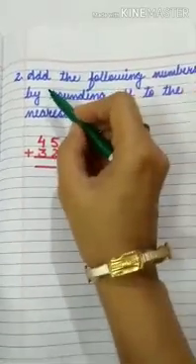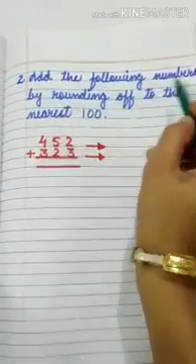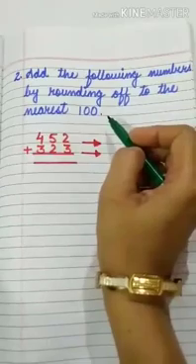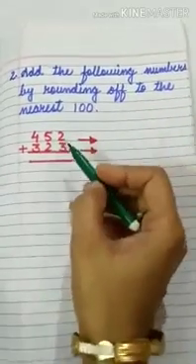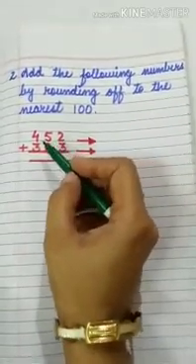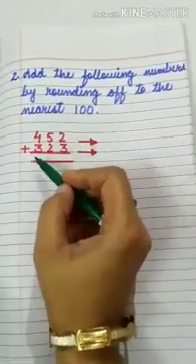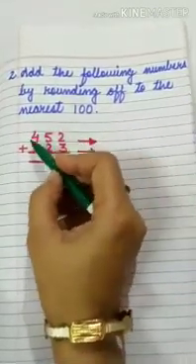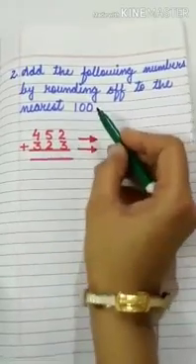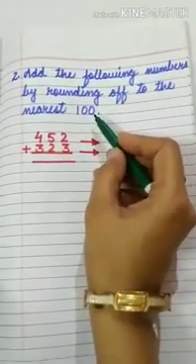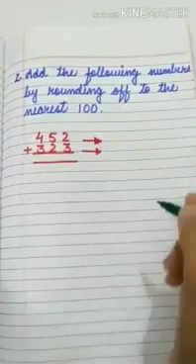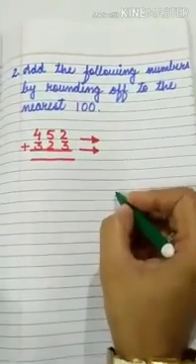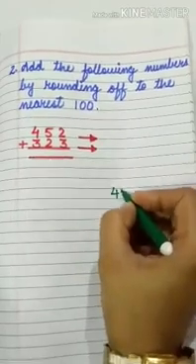Now our second question is, add the following numbers by rounding off to the nearest 100, right? So our question is here 452 plus 323. So here we will first round these off to the nearest 100 and then we will add, right? So let us round off the numbers one by one to the nearest 100.